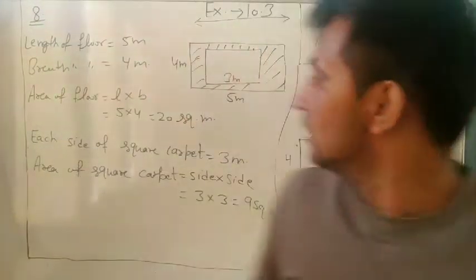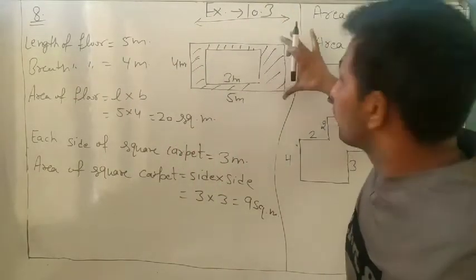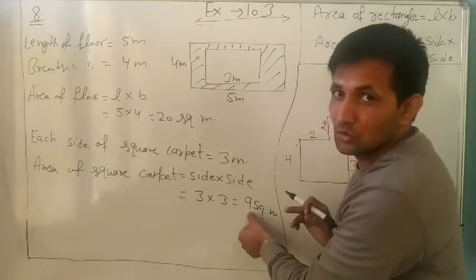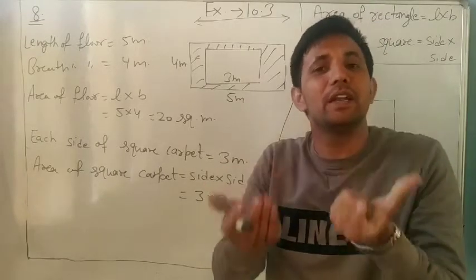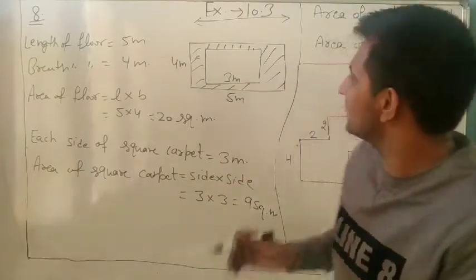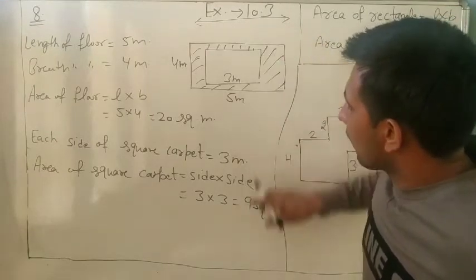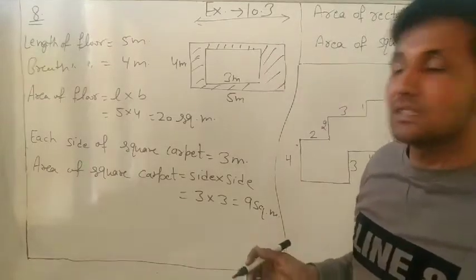It means the total area is 20. It is like you have 20 rupees and you buy some chocolate for 9 rupees. How much money is left? 20 minus 9. Same as it is: the total area is 20 and you laid the carpet on 9 square meter. So how much area remains? 20 minus 9, right?